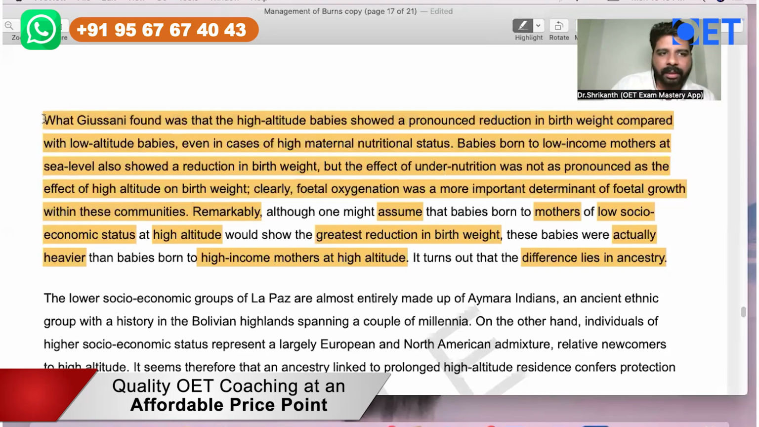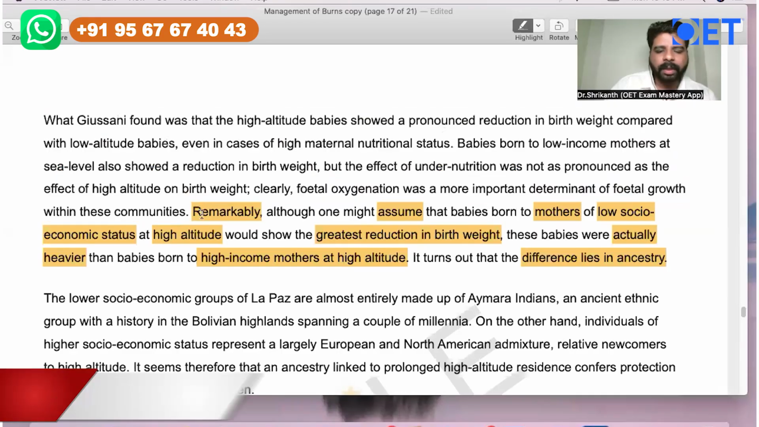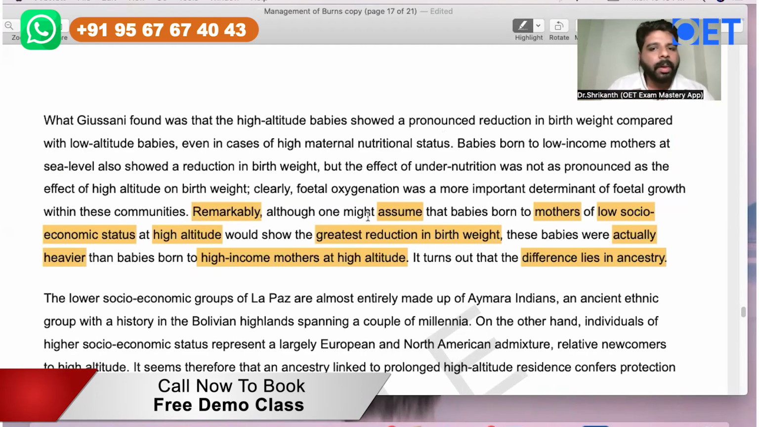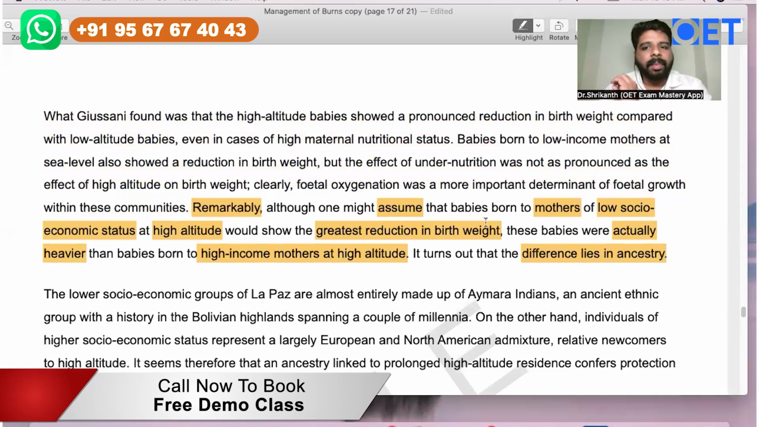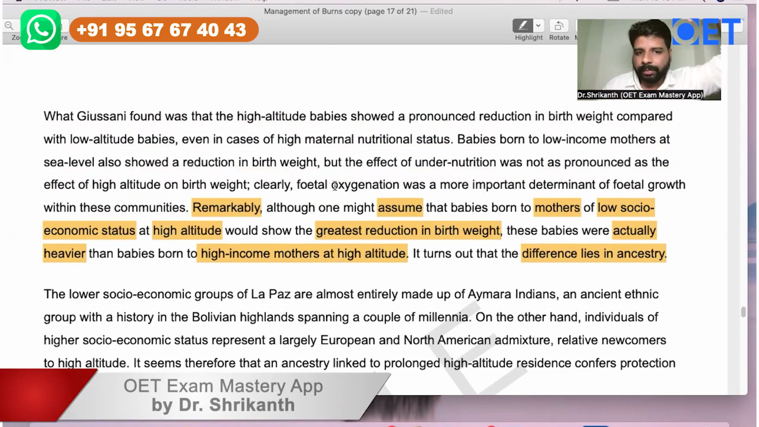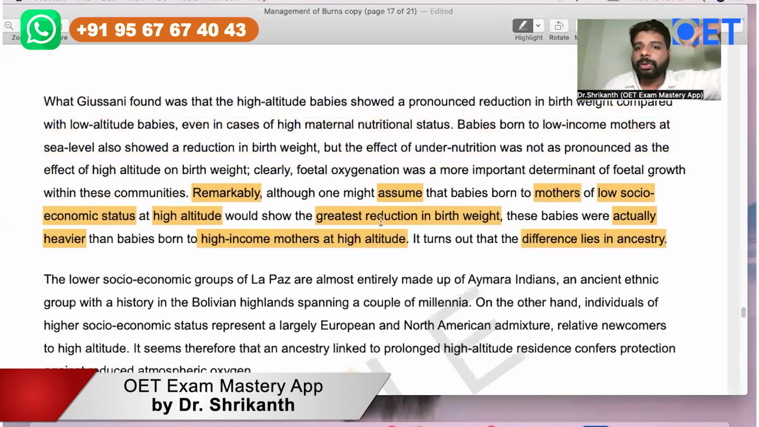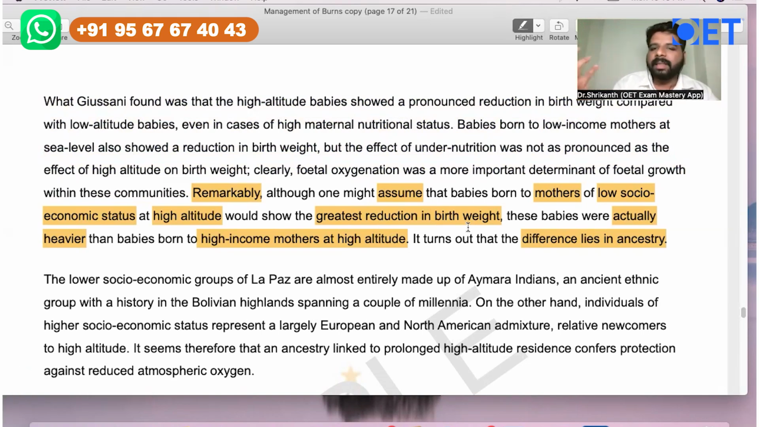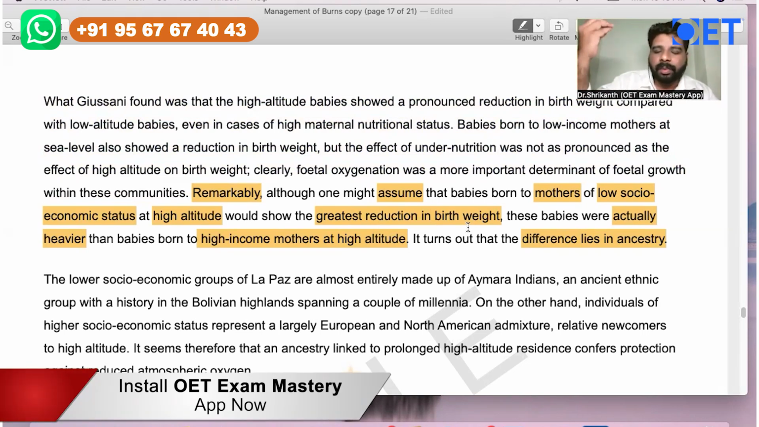So let's just read the thing over here. Now this is where the answer is. So remarkably, one might assume, so what is the assumption? That babies born to mothers of low socioeconomic status at high altitude, high altitude poor people, would show the greatest reduction in birth weight, right? Because they are already poor and already there is very low oxygen levels. So what is the assumption? The assumption is, if a person is very poor and living in high altitude, obviously the baby's birth weight would be very, very low. That is the assumption.